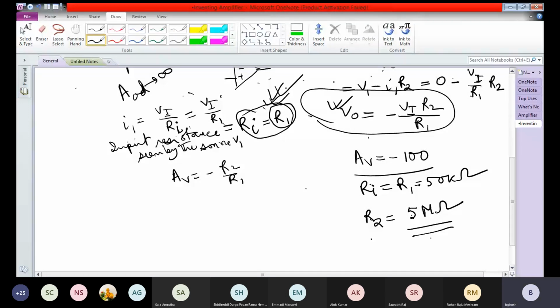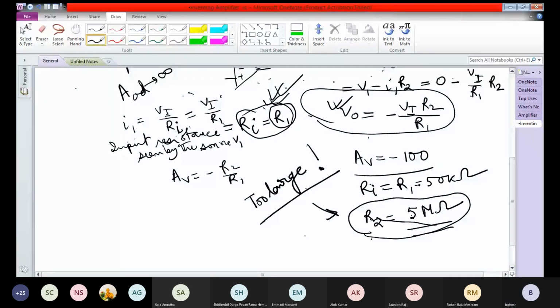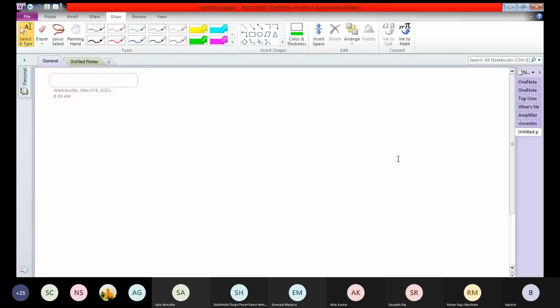But this resistance will be too large for practical realization. So what to do? So here comes the next design which solves this problem. It is called the amplifier with a T network.